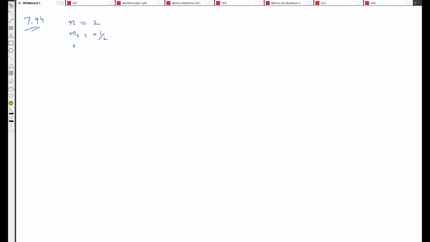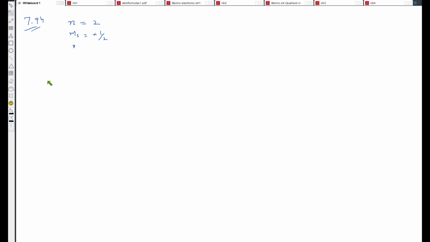Okay, what is the maximum number of electrons in an atom that can have the following quantum numbers? n is equal to 2 and Ms is equal to 1/2. So how many electrons do you think? Let me see. If n is equal to 2, then would it be 6 plus 4? Is it 10?